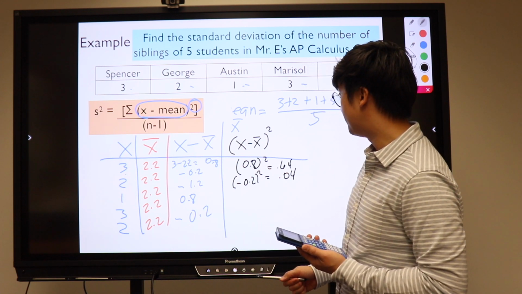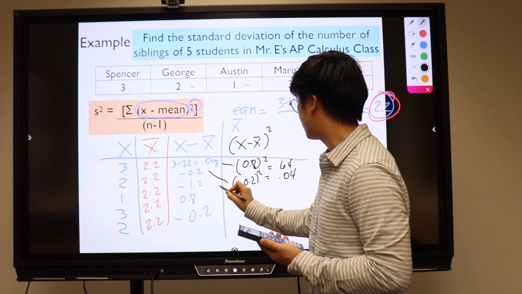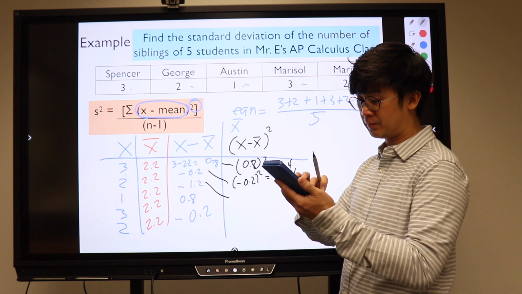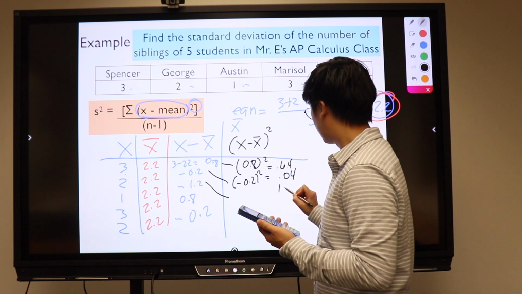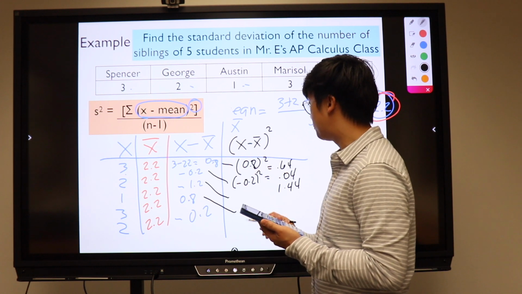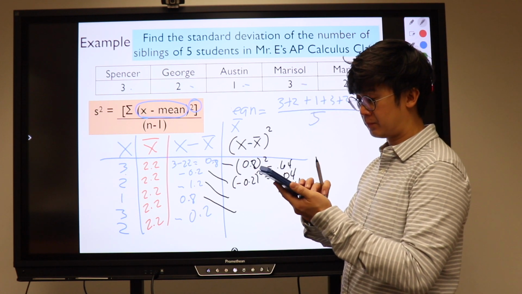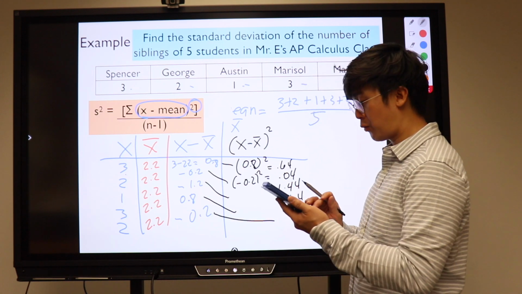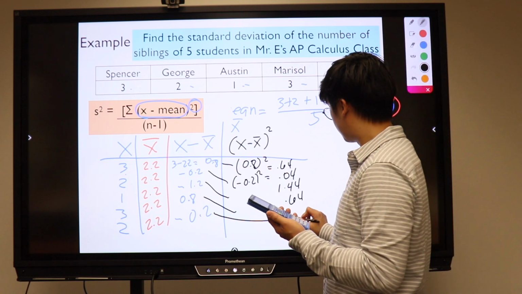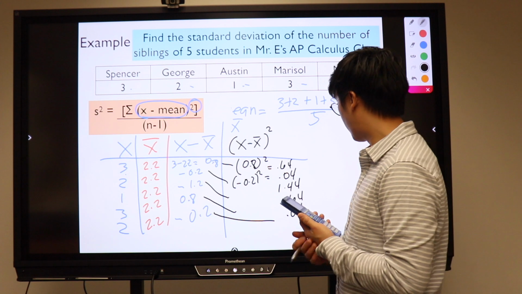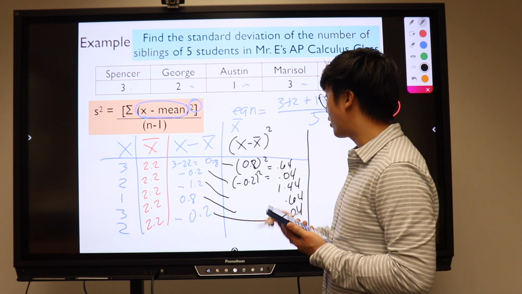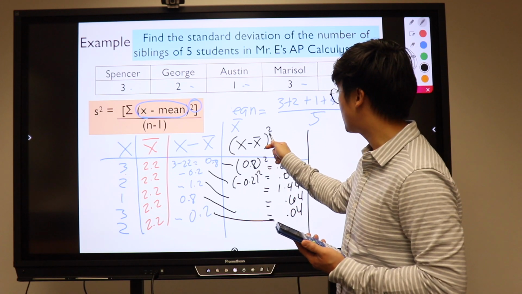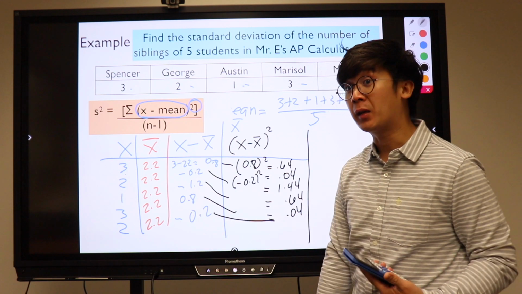And then you have, this is here, this is here. Now 1.2 square, what is negative 1.2 square? 1.44. And what is 0.8 square? 0.64. And what is negative 0.2 square? 0.04. Now, what do you notice about the fourth column? Do you see any negative signs in the fourth column? No, because you are squaring all these numbers. That's why it becomes positive.